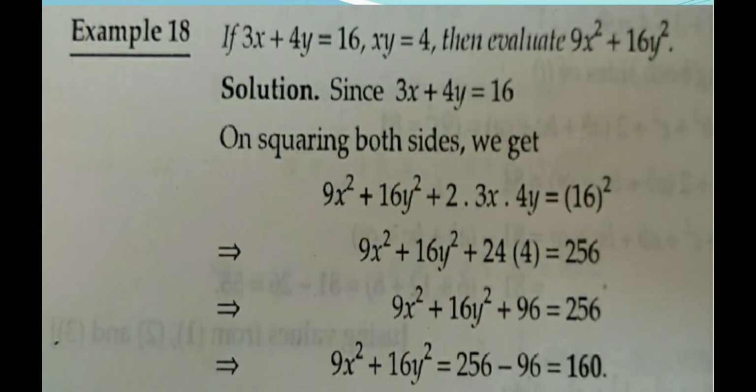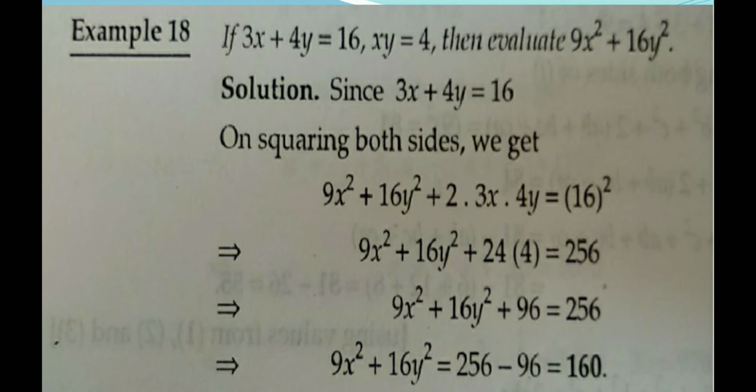Next example: if 3x plus 4y is 16 and xy is 4, then find 9x square plus 16y square. Here, how to solve it? The solution is, since 3x plus 4y is 16, let us square both sides. Left hand side 3x plus 4y and right hand side 16. We will find the square of it on both sides. So (3x plus 4y) whole square equals 16 square.